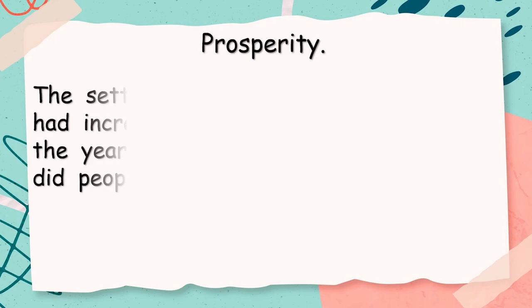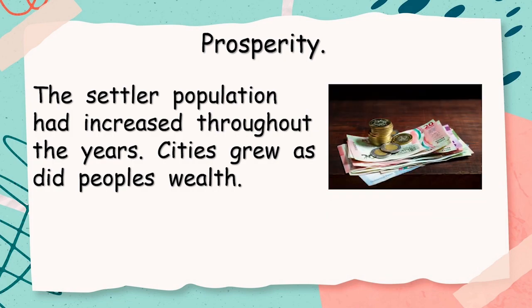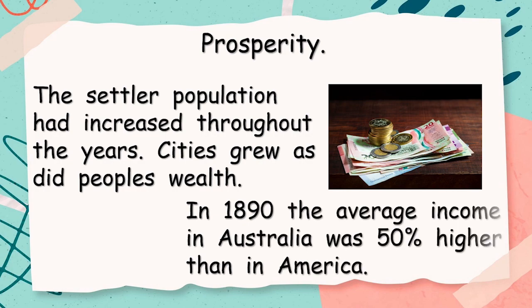Prosperity. The settler population had increased throughout the years. Cities grew, as did people's wealth. In 1890, the average income in Australia was 50% higher than in America. Wow! That made them really rich.